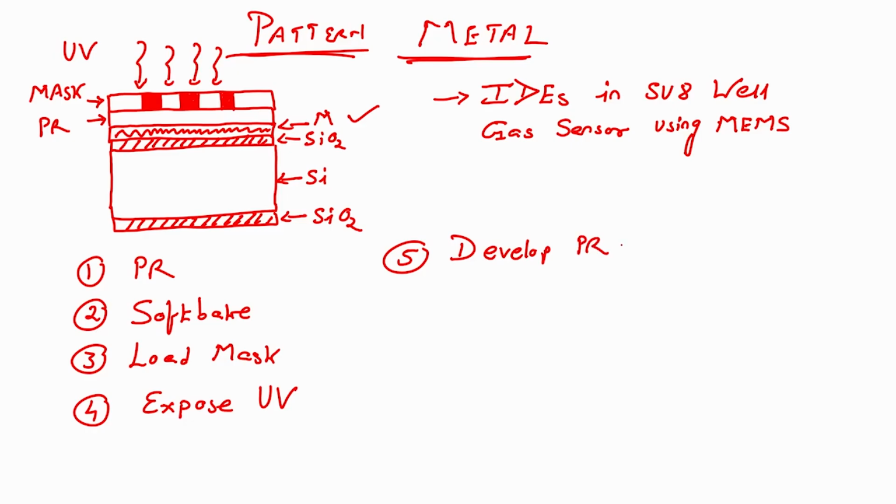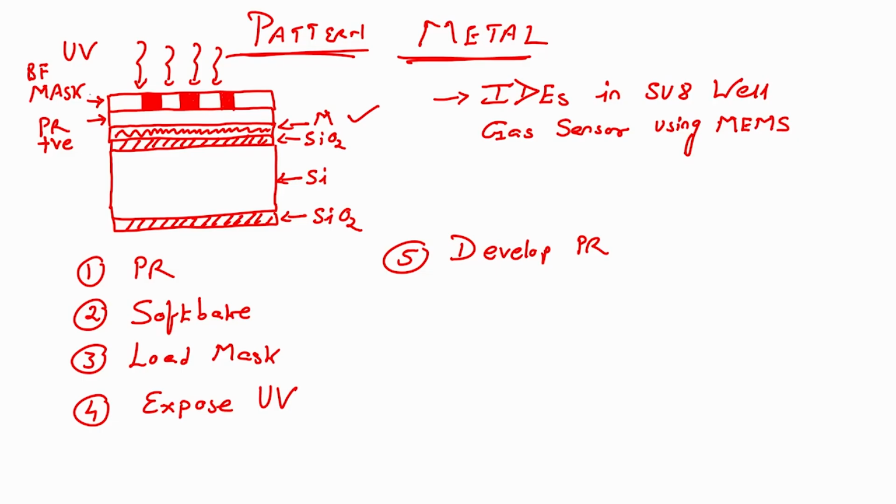Once I develop my photoresist, what will I have? Since this is a positive photoresist and my mask is a bright field mask, what will I have? The area which is not exposed, this red one on the mask, that area in the photoresist will be stronger since it is a positive photoresist. Again, the area which is not exposed will be stronger when we are using positive photoresist.